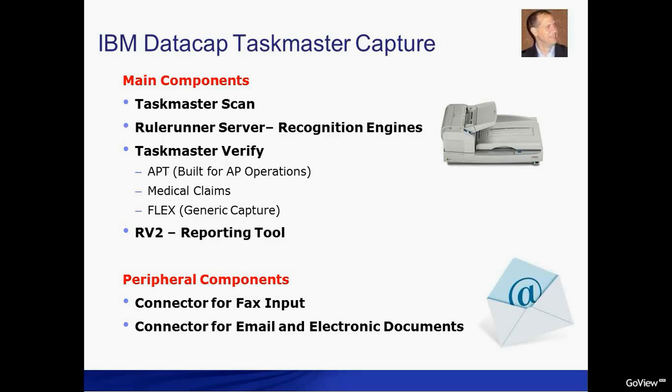The main components of Taskmaster, of course, is Taskmaster Scan. It gives you the ability to scan in your paper documents so that you can automatically extract information from those documents. And that's done by using the background process called Rule Runner Server. That includes the recognition engines that extracts the data from the documents.